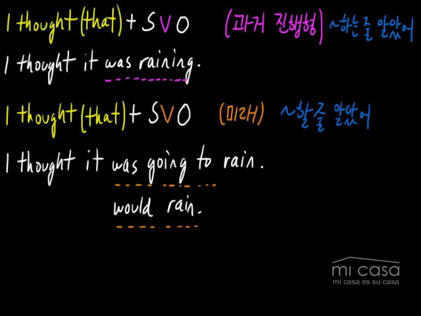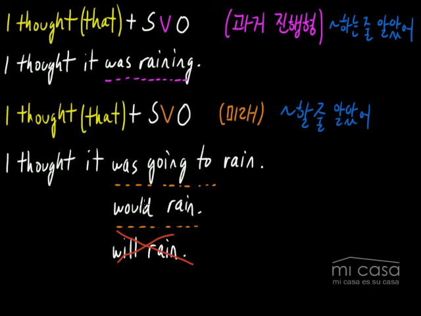You cannot say I thought it will rain. This is wrong, so I'm going to write it, but then I'm going to cross it out. Don't say this. For some reason we cannot do this. So don't do this. If you want to say 뭐뭐 할 줄 알았어, you have to either use was going to or would.